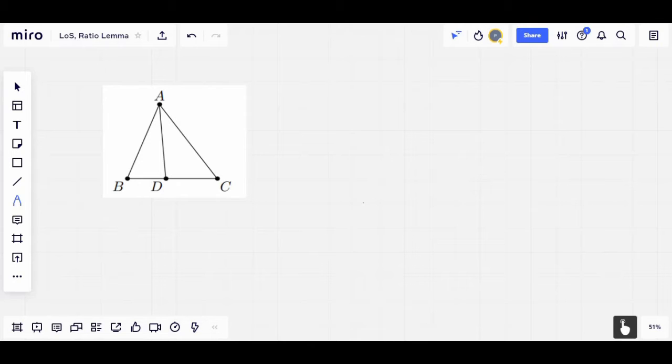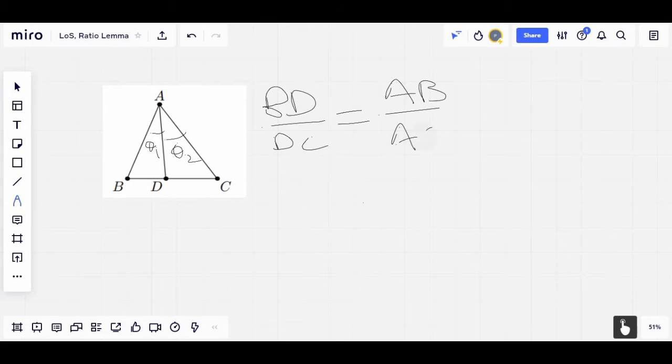Basically, we have a configuration where we have triangle ABC and point D on BC. And we have that this is theta 1, this is theta 2, and we have the relation that BD divided by DC equals AB divided by AC times the sine of theta 1 divided by the sine of theta 2.